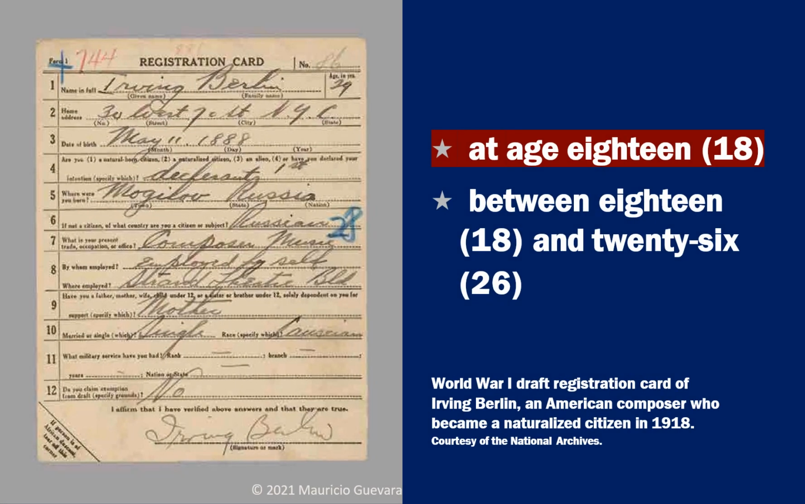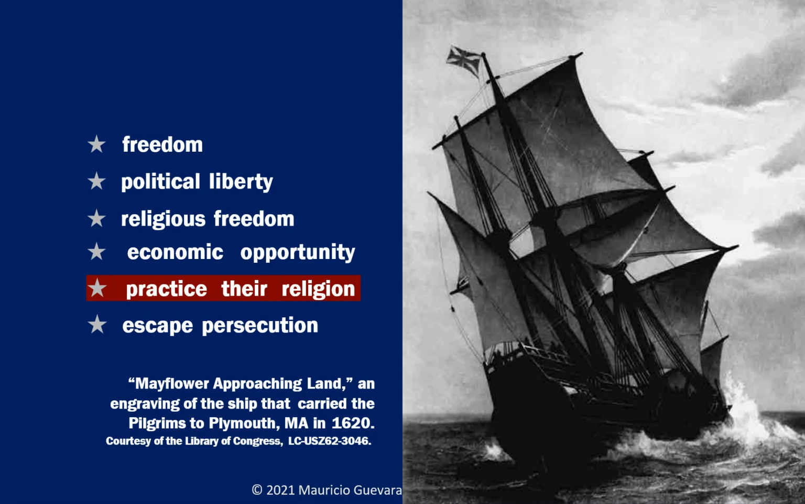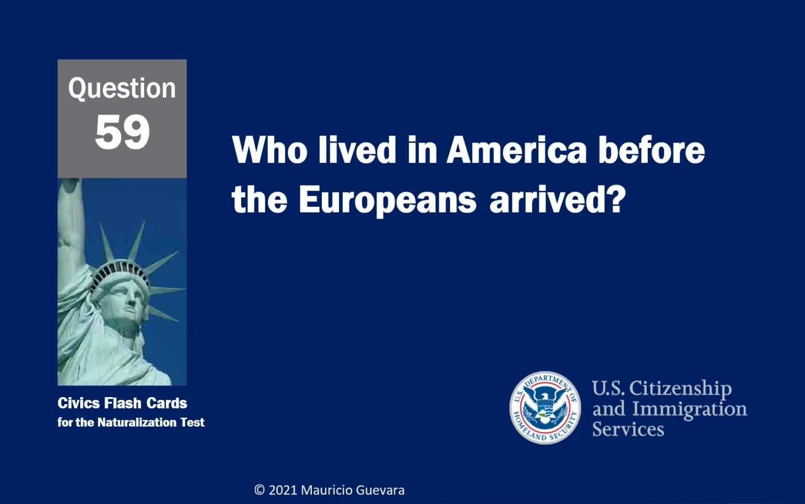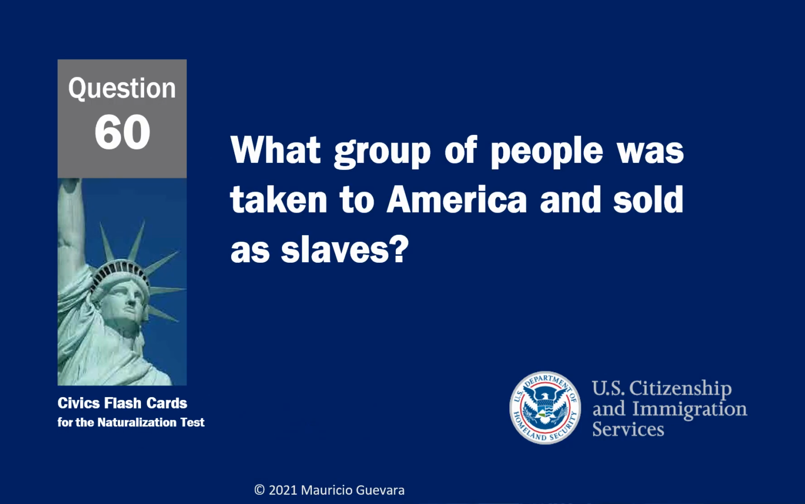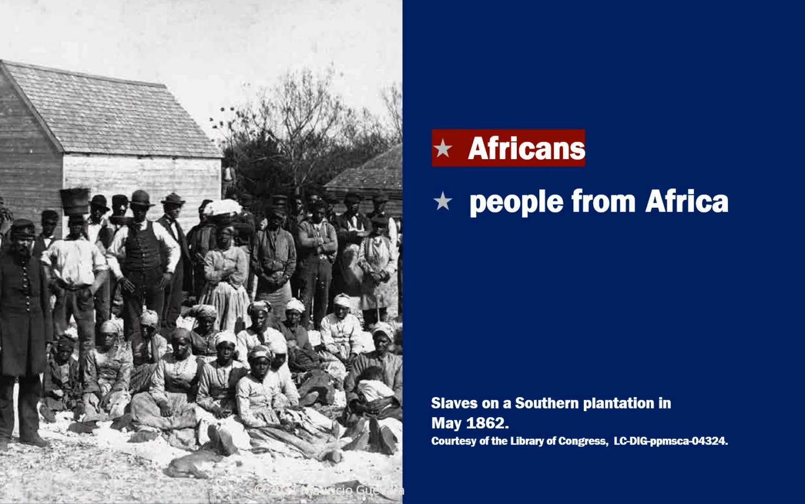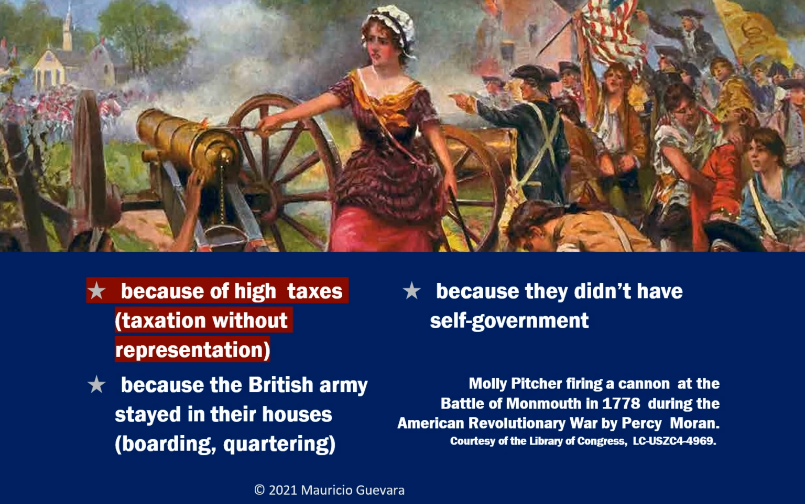When must all men register for the Selective Service? At age 18. What is one reason colonists came to America? Practice their religion. Who lived in America before the Europeans arrived? Native Americans. What group of people was taken to America and sold as slaves? Africans. Why did the colonists fight the British? Because of high taxes. Taxation without representation.